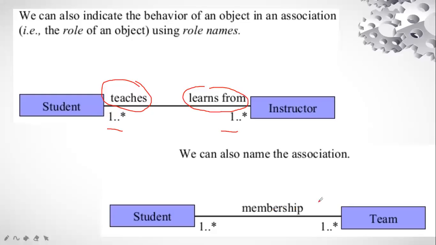A student can have membership of one or more teams. A team can have one or more students. So this is how we read these notations and denotations in the diagrams.